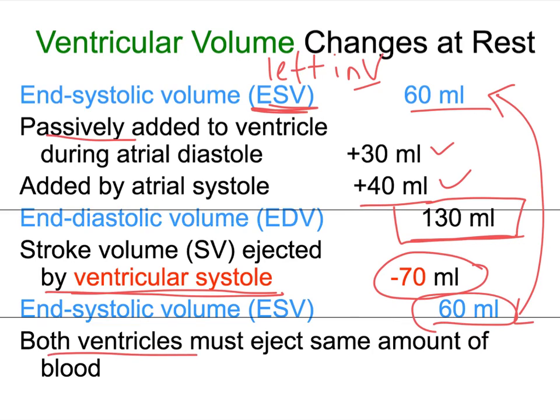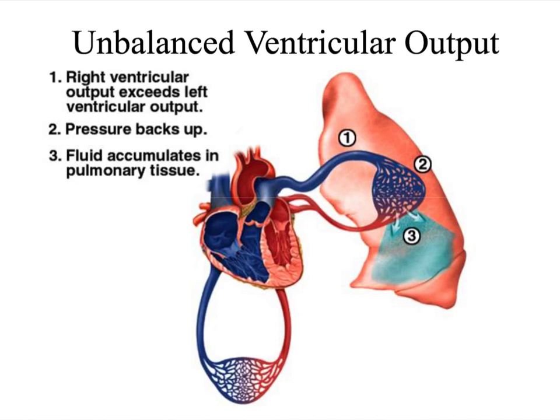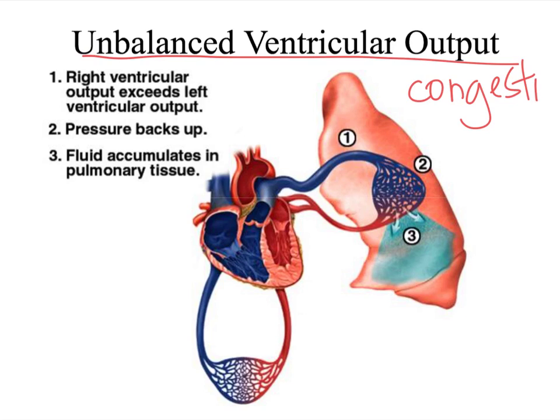Now it's really, really important that both ventricles are ejecting the same amount of blood at the same time. So you should be in homeostasis there. You should be ejecting the same amount from each ventricle. If not, then you get out of balance. If you have unbalanced ventricular output, what can happen is essentially congestive heart failure.